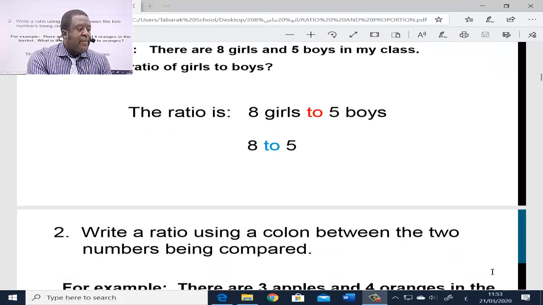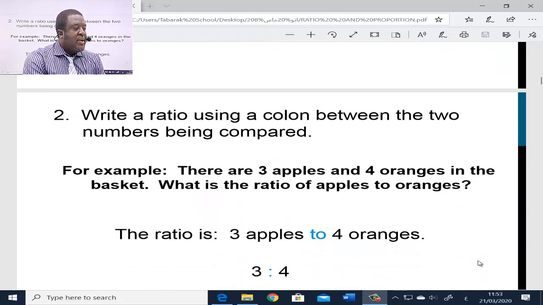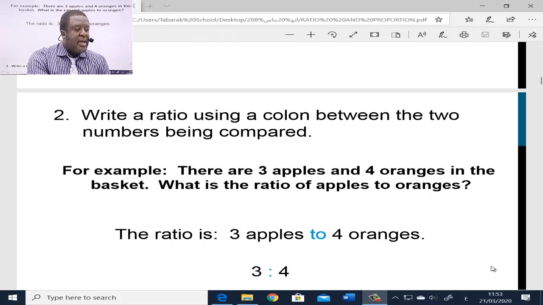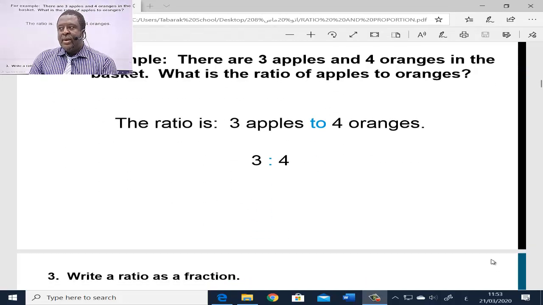Now the second way is to write a ratio using a colon between the two numbers being compared. There are 3 apples and 4 oranges in the basket. What is the ratio of apples to oranges? Here the second way is to use the colon. We have 3 apples to 4 oranges, so we write it as 3 colon 4, but we read it 3 to 4.